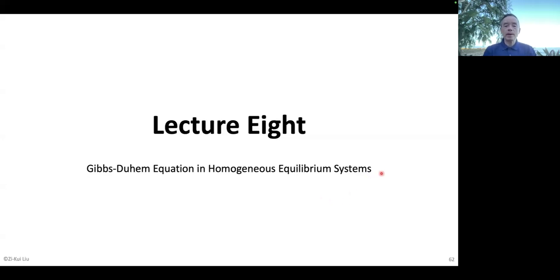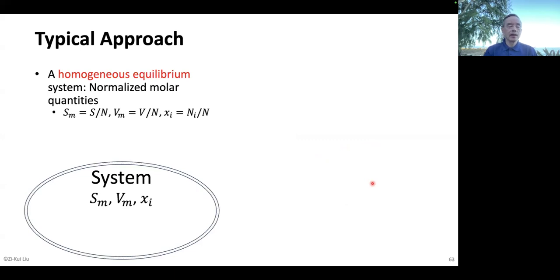Today, we're going to talk about lecture 8 on the Gibbs-Duhem equation in homogeneous equilibrium systems. A typical approach to derive the Gibbs-Duhem equation is through the following procedure. First, let us consider a homogeneous system. Because it is homogeneous, we can normalize its molar quantities.